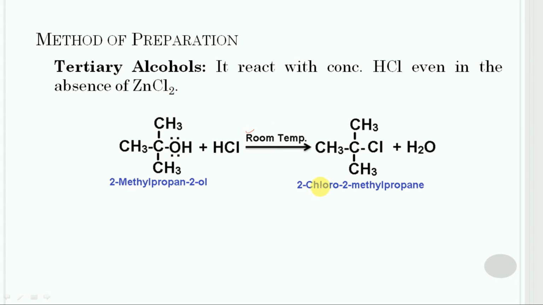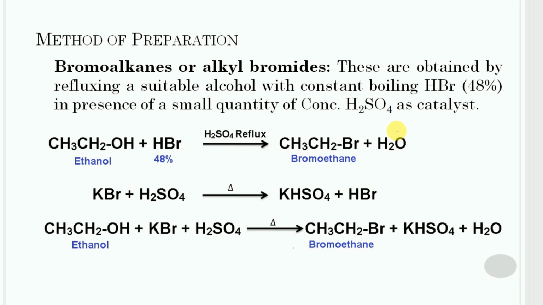and in this case 2-chloro-2-methylpropane will get formed. Similarly, in case of bromoalkane or alkyl bromide, these are obtained by refluxing a suitable alcohol with constant boiling hydrobromic acid, that is 48%, in the presence of a small quantity of concentrated sulfuric acid, which will act as a catalyst. So let us consider its example.